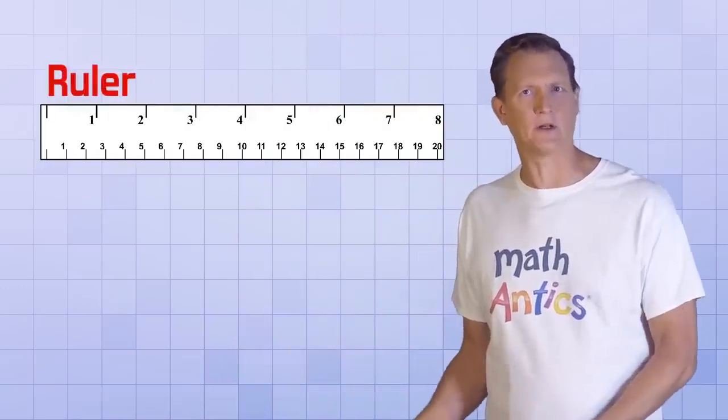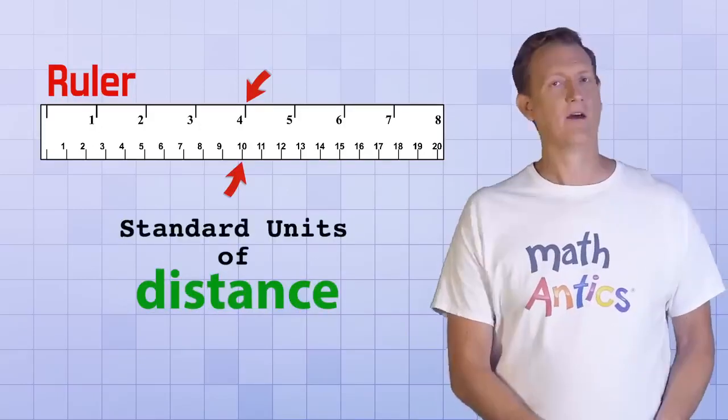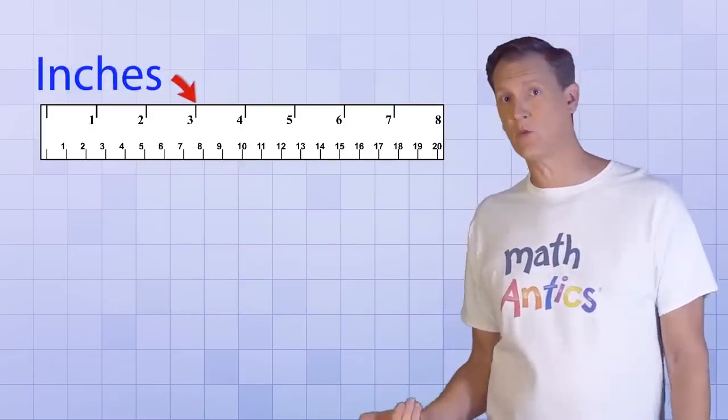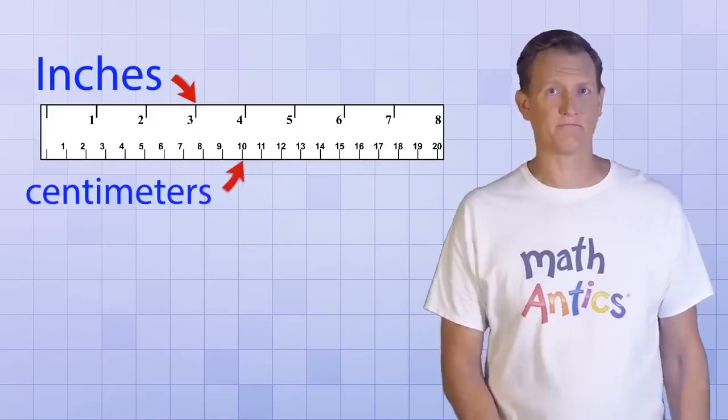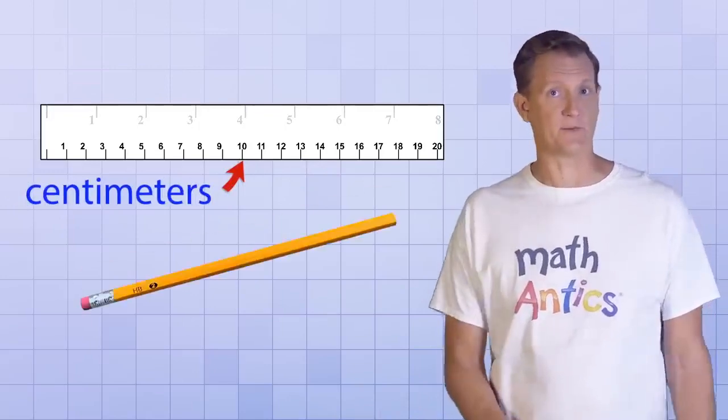In math and science, a ruler is a flat piece of material that has markings on it that correspond to standard units of distance. For example, this ruler has a series of markings that correspond to inches on one side and centimeters on the other. That's cool. We'll just ignore the inches side and use the centimeter side for this measurement.